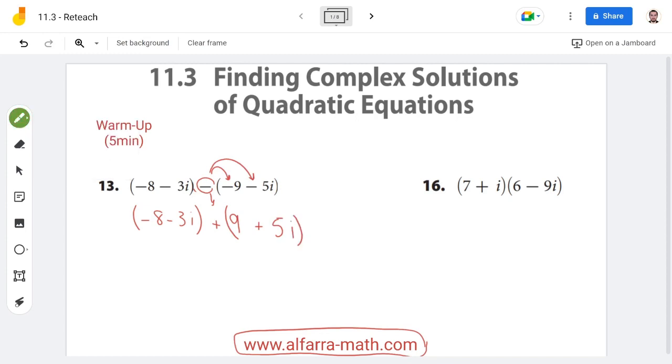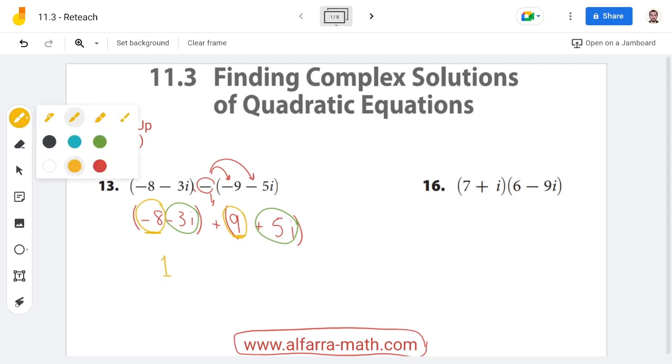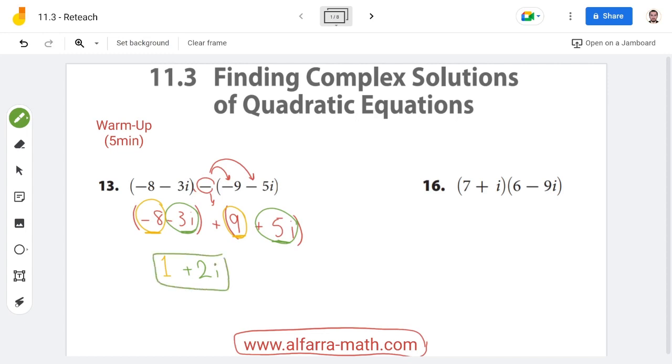Now just add the like terms together. As you can see here, we have negative 3i, positive 5i, and negative 8 and positive 9. Negative 8 plus 9 is equal to 1. Then negative 3i with positive 5i is equal to positive 2i. So the answer is 1 plus 2i.